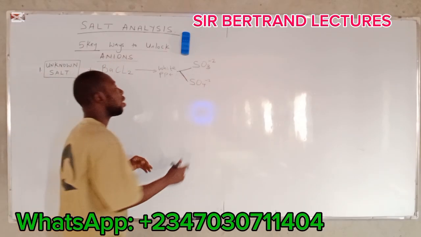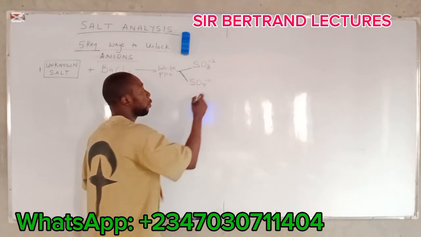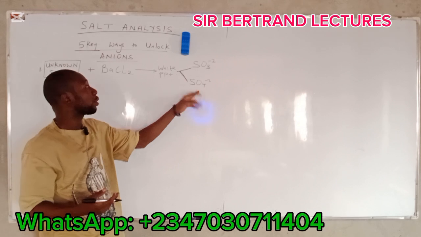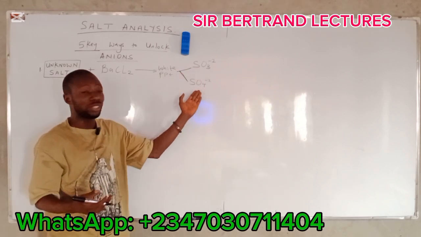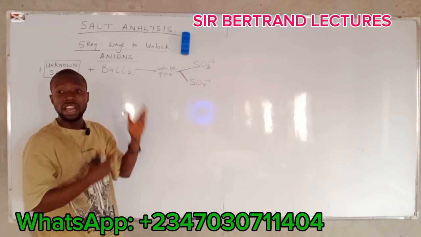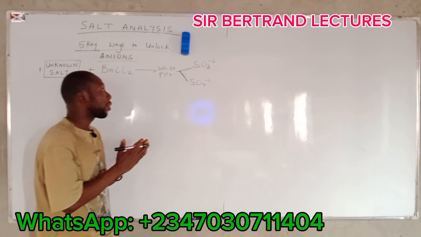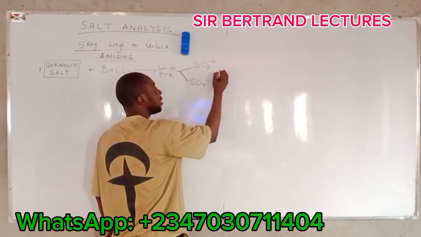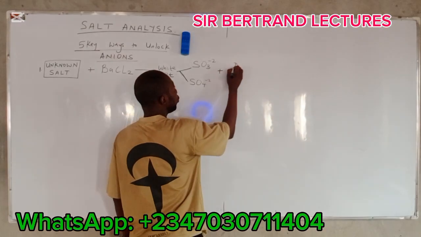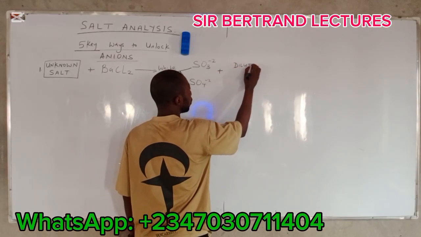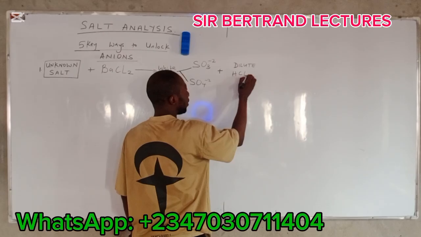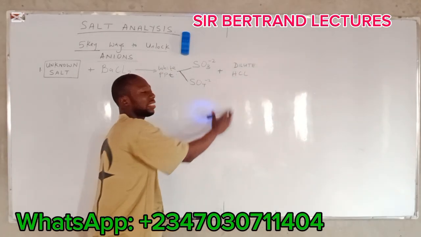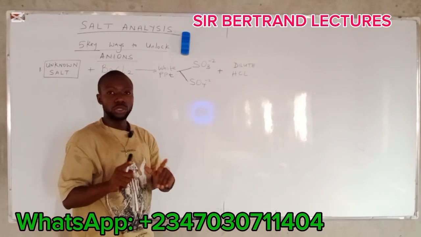Now, after you have arrived at this point, the next thing to do to know the particular ion that is present, because giving white precipitate shows that either this or this is present in the salt sample after you have added the barium chloride. Now, what next are you going to do? You are going to add dilute hydrochloric acid.